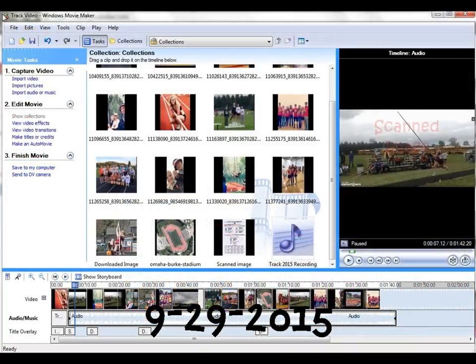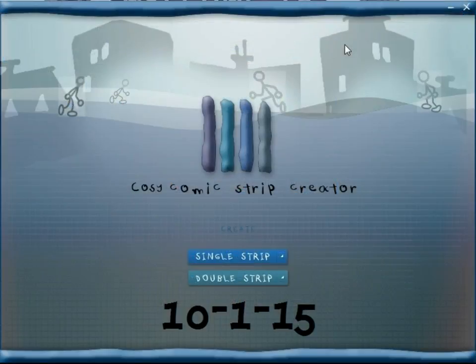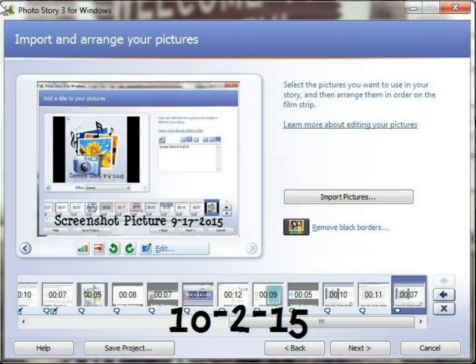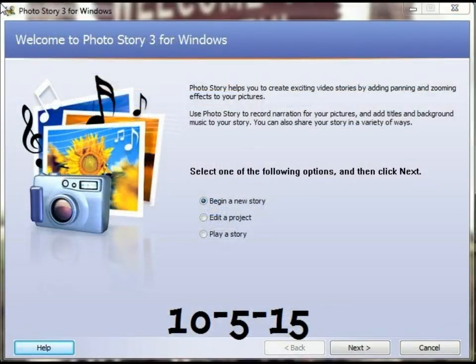On September 29th, we took an L to J quiz and used the rest of the day for work day. On October 1st, we went through Comic Strip Creator and Strip Creator on the iPad to decide which program we were going to use to make our strip creator. On October 2nd, we had a work day to finish our digital journals and to work on our Movie Maker projects. On October 5th, we had a work day using our digital journal.